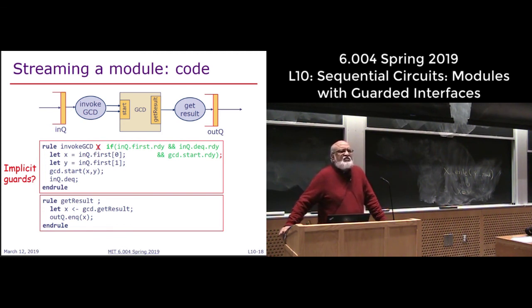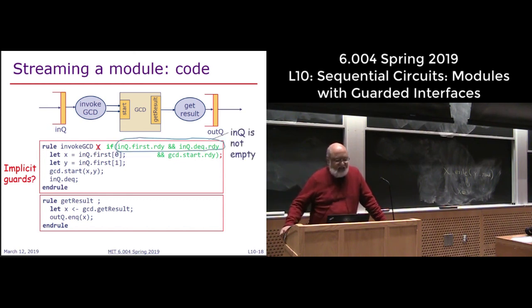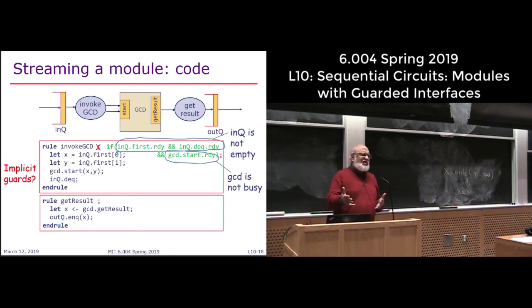So what does this guard tell you? What is the first line of the guard telling you? Anyone? It's saying that input queue first is ready and input queue DQ is ready, which is really just saying input queue has something in it, right? Input queue is not empty. And the second one is saying that output queue has some space in it. See, it's saving you a lot that you didn't have to write all this stuff. It's avoiding all kinds of errors you would have made if you had to do it explicitly. And similarly, there is an implicit guard over here.